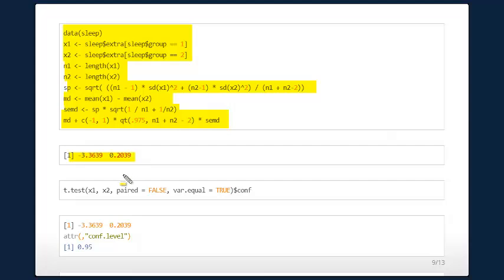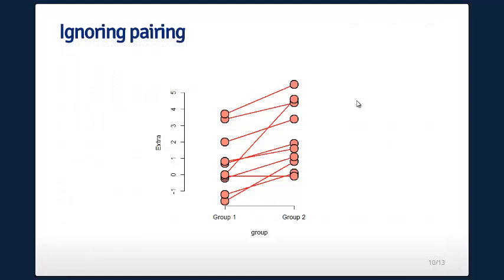I get this. No apparent difference. And then, of course, if you just do t.test, in this case paired equals false, var.equal equals true, it'll give you the same confidence interval. As a side note, if you read Galton's original paper, it says that the data are paired, and if you plot them, as far as I can tell, they appear to be paired.